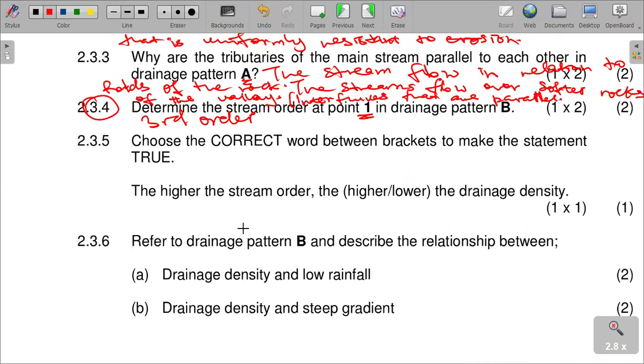And then 2.35, choose the correct word between brackets to make the statement true.